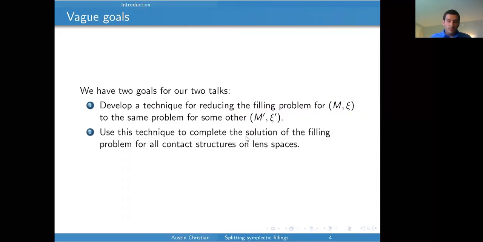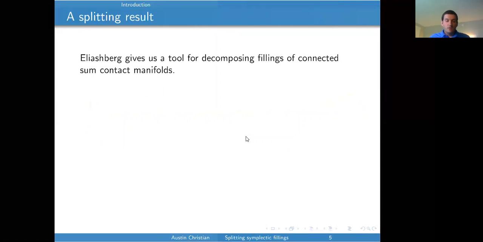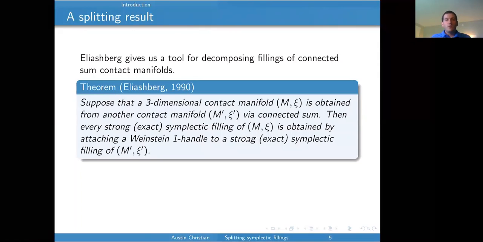All right, so let's start thinking about this reduction of the filling problem. We can go back into history a little bit and look at the result of Eliashberg from 30 years ago, where Eliashberg showed that if we have a contact manifold obtained from some other, probably disconnected contact manifold via connected sum, then every exact symplectic filling of this new contact manifold just looks like a filling of the old one with a one handle attached.